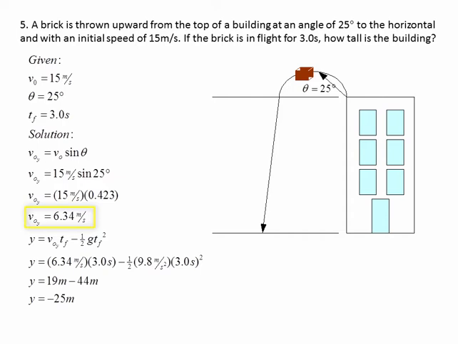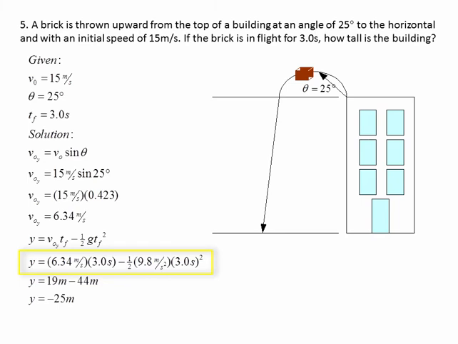So now we need to choose another expression to help us solve for the height of the building. To do that, let's look at the expression that says the height, or y, is equal to the initial velocity in the y direction times the time, which in this case is the time of flight. From that, we're going to subtract 1/2 gravity times the time of flight squared. We have all of these values. There's nothing we have to solve for other than the height of the building.